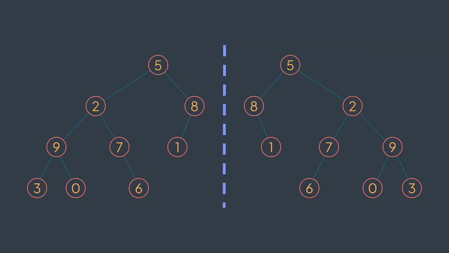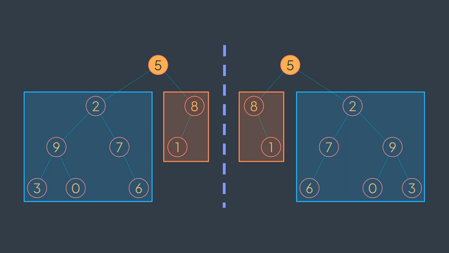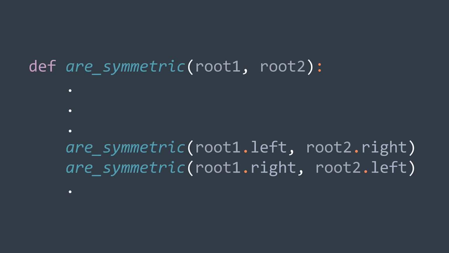And if we take two symmetric trees, we can notice that they have the same root value, that the left subtree of the first one is symmetric to the right subtree of the second one, and that the right subtree of the first one is symmetric to the left subtree of the second one. We verified that root values are equal, so we need to check the remaining two conditions. And how are we going to do so? We're going to do so recursively.